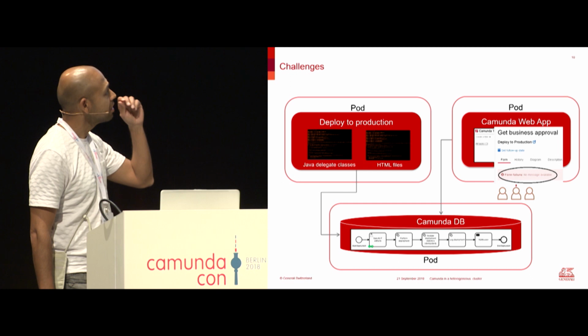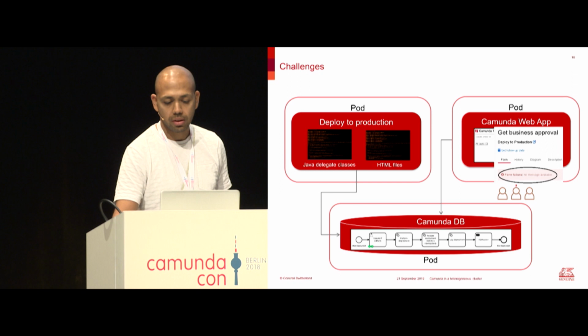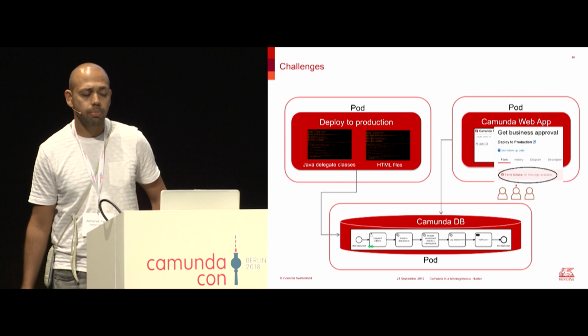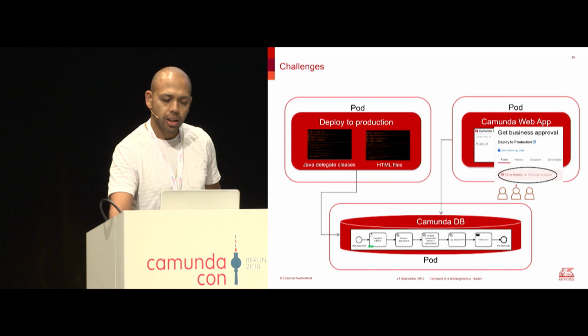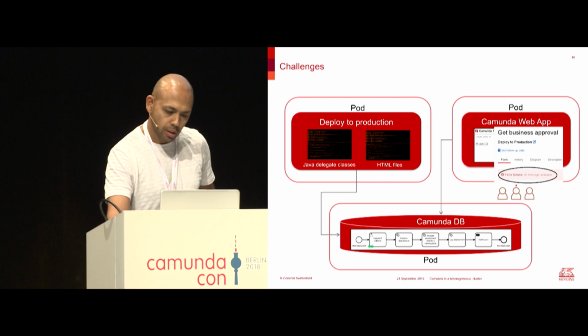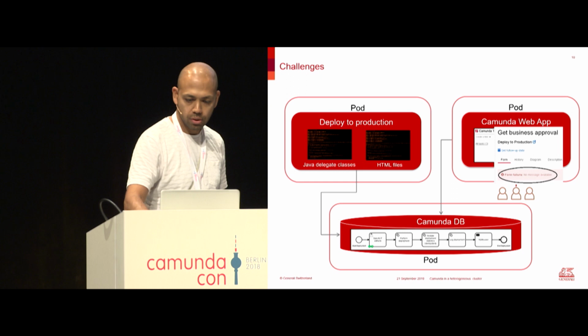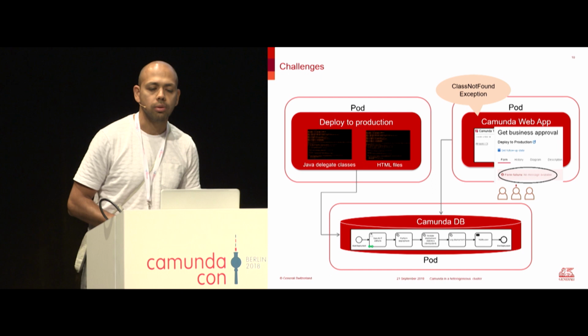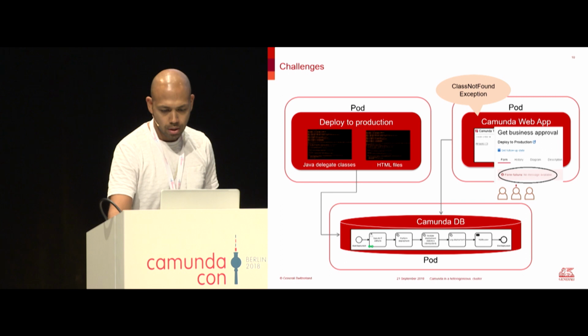That's because the thread running here is trying to find the HTML file, but it's not present. Maybe we could get around this by using the out-of-the-box forms which come with Camunda. But then we hit another problem. As the process proceeds further and the user submits the task, it will try to perform the service task here, again, through the thread running in the Camunda web app. And you get something like a class not found exception, because again, the class is present in a different process completely. So this was the problem we faced.